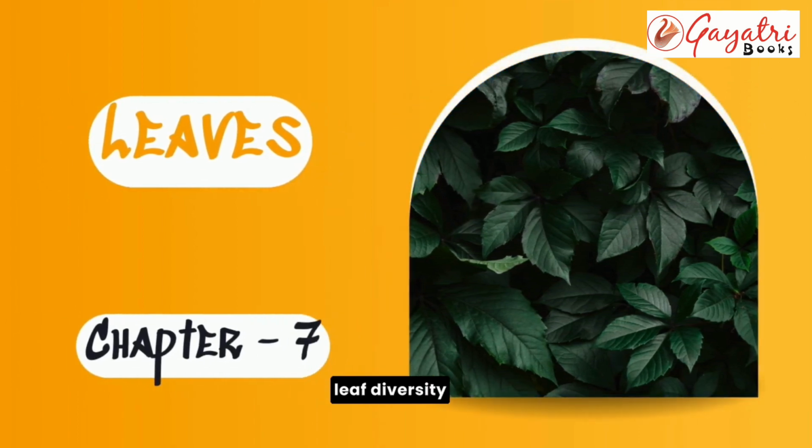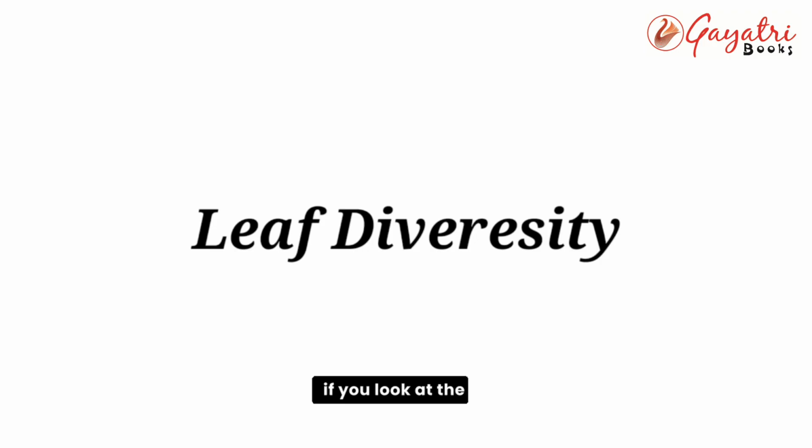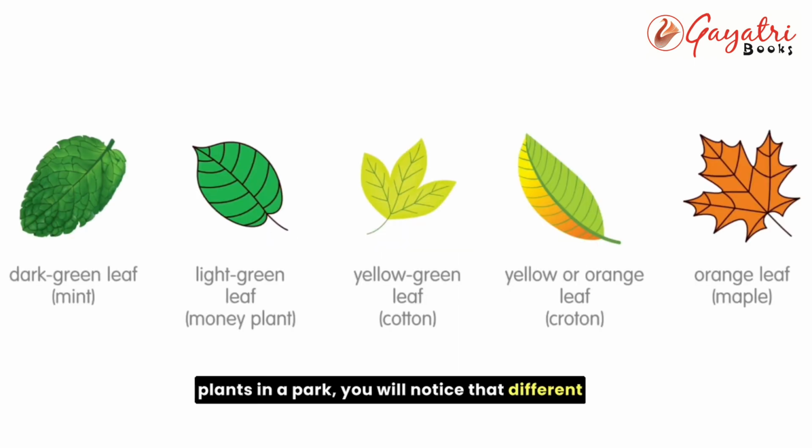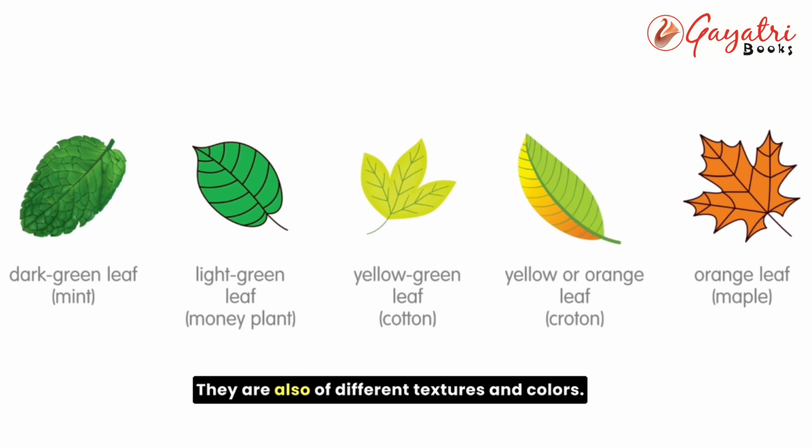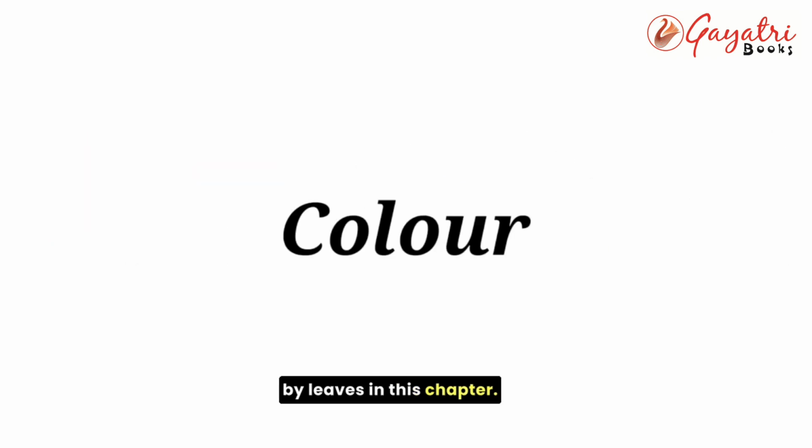Leaves. Leaf diversity. If you look at the plants in a park, you will notice that different plants have leaves of different shapes and sizes. They are also of different textures and colors. Let us study the diversity shown by leaves in this chapter.